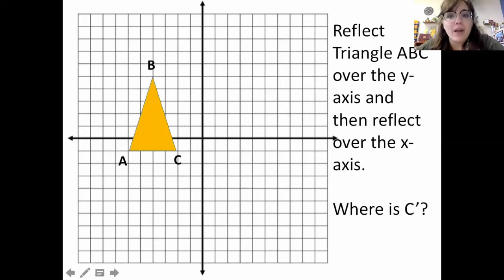All right, so here we are, reflecting again. Reflect triangle ABC over the y-axis and then over the x-axis. So here we are taking 2 rigid transformations. It's just a reflection and a reflection. Essentially, I'm taking the shape, reflecting it, and reflecting it again. So you should get a shape that looks kind of silly compared to this one. It'll be in a weird spot. So we will talk about how to do that right now.